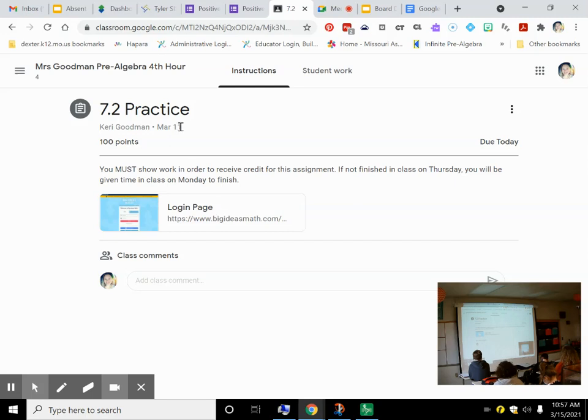Now, the 7.2 practice on Big Ideas Math is due at the end of class today. So if you don't finish the Big Ideas Math assignment by the end of class today, it's homework and you got to turn it in before class or at the beginning of class tomorrow. The worksheet, if you don't finish it, just hang on to it and you will be given time in class tomorrow to finish. The worksheet won't be due until the end of class tomorrow. But the Big Ideas assignment is due today, which means if you don't finish it and turn it in today, it's homework and you will be allowed to turn it in at the beginning of class tomorrow.